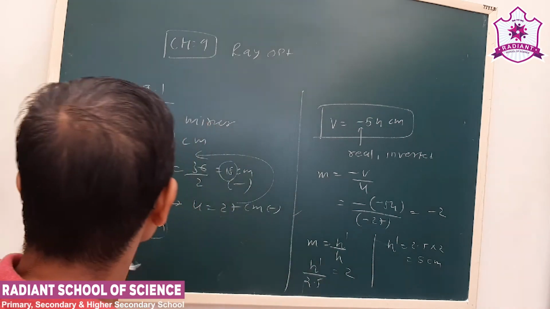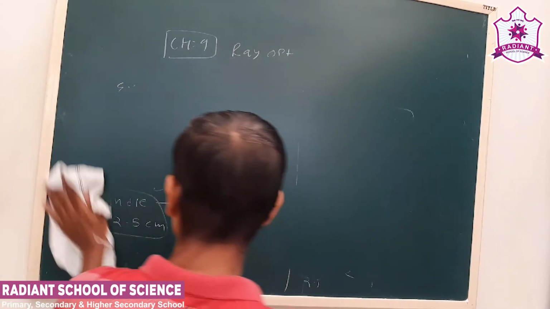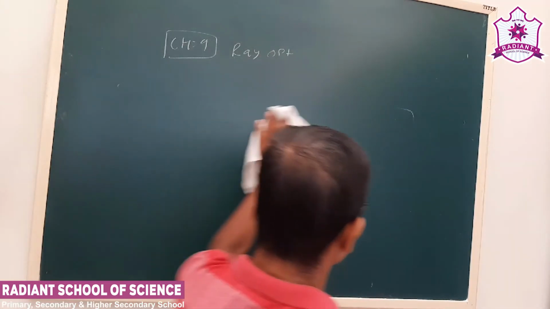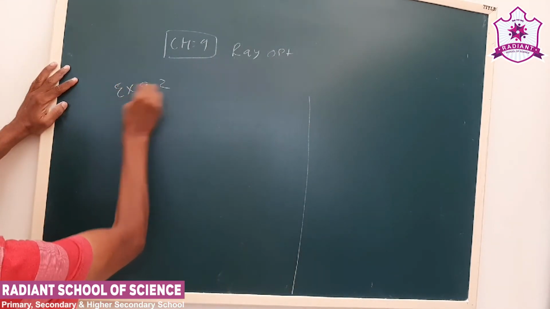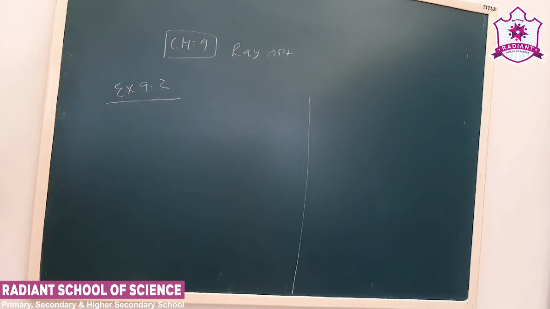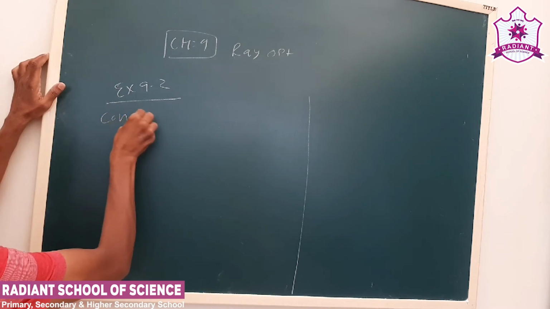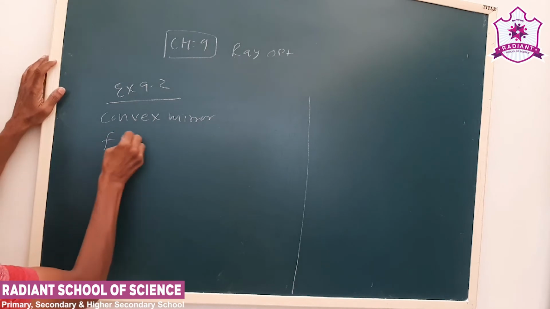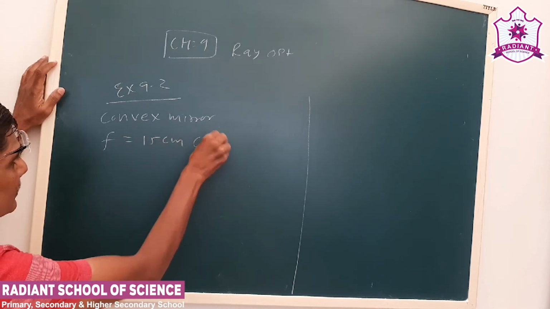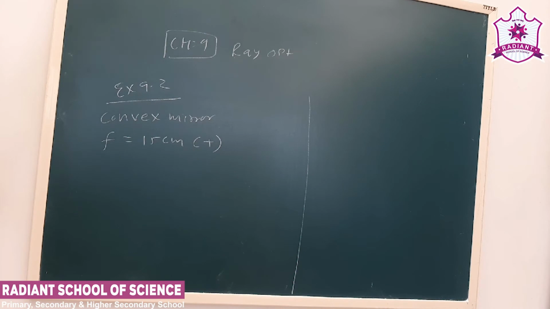Now see the next numerical, exercise number 9.2. Here it is related to a convex mirror. The focal length is 15 centimeter. By convention, for a convex mirror we take the focal length as positive.